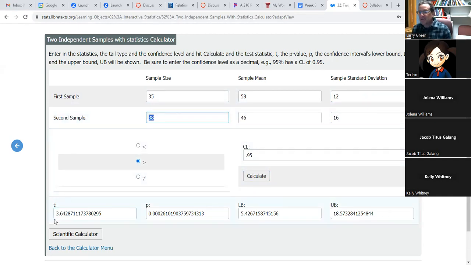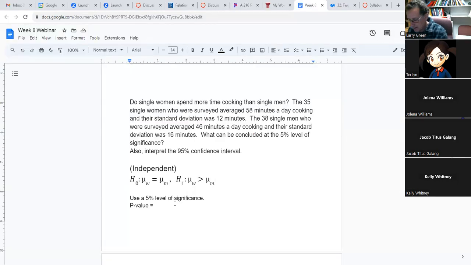T, so it's a student's t-test, just like we had in chapters 8 and 9, will be 3.6428, etc. The p-value is 0.00026. Any questions on that?